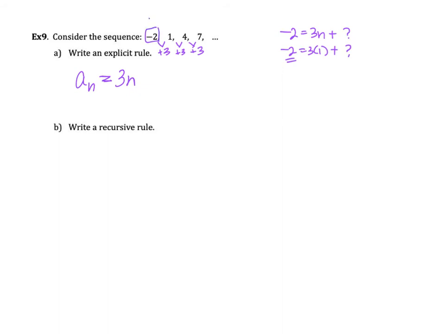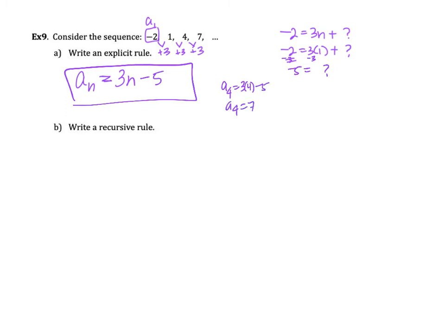This is my first term. So when I plug in a 1 for n, I need to get -2. So my question mark equals, well, I subtract 3 from both sides. So I would get -5. So my explicit rule is a sub n equals 3n minus 5. I'm going to pause and check it. Let's check a sub 4: 3 times 4 minus 5.